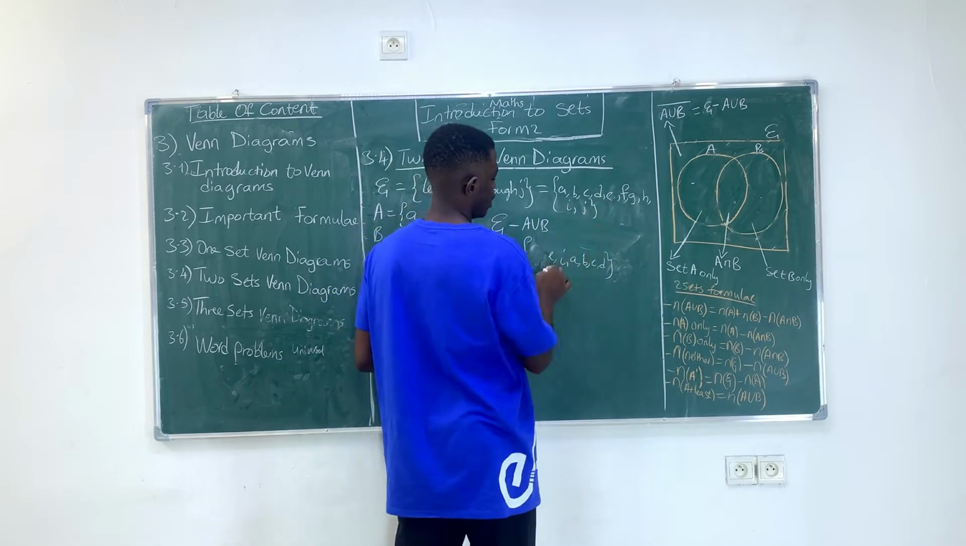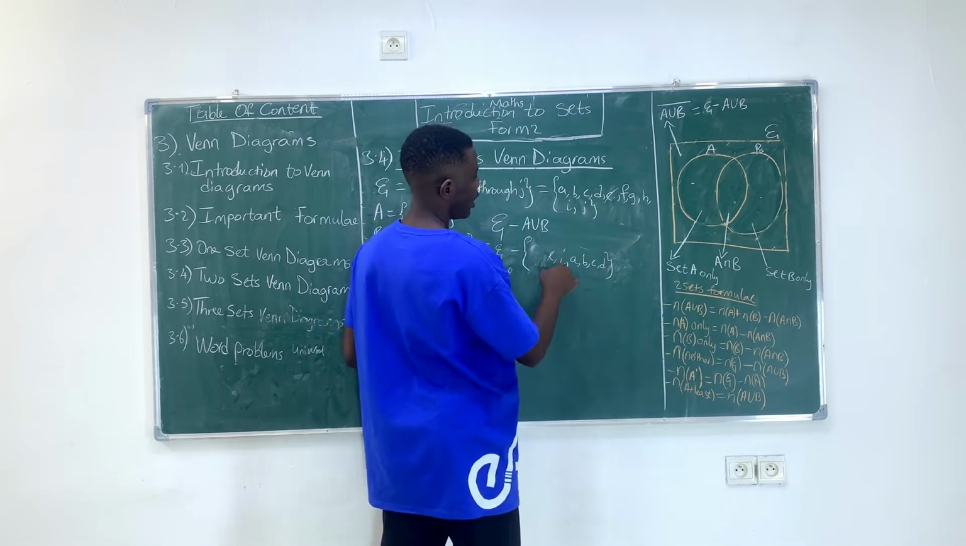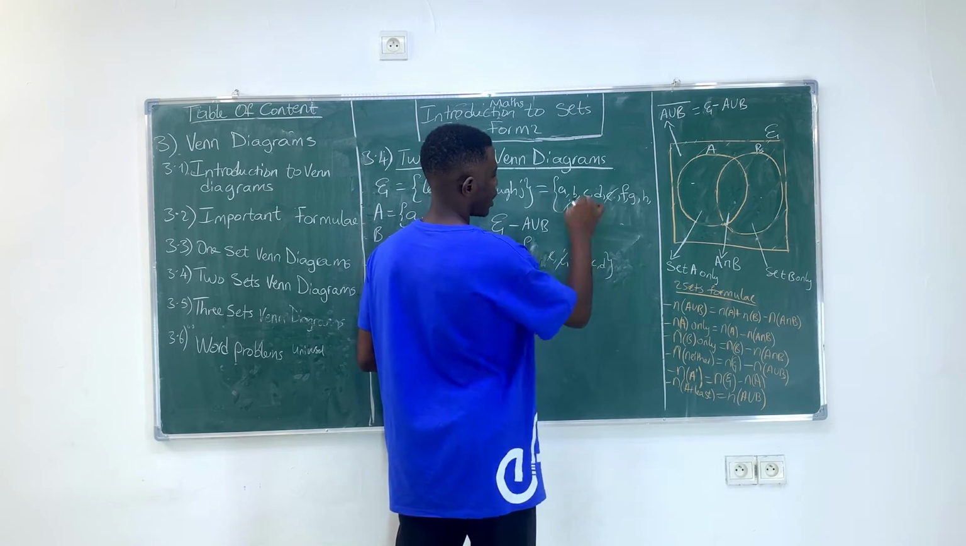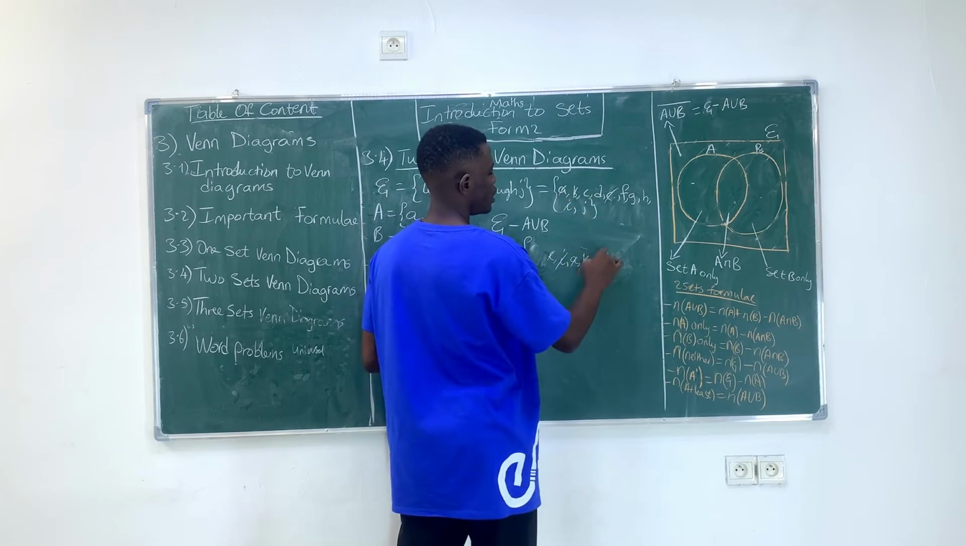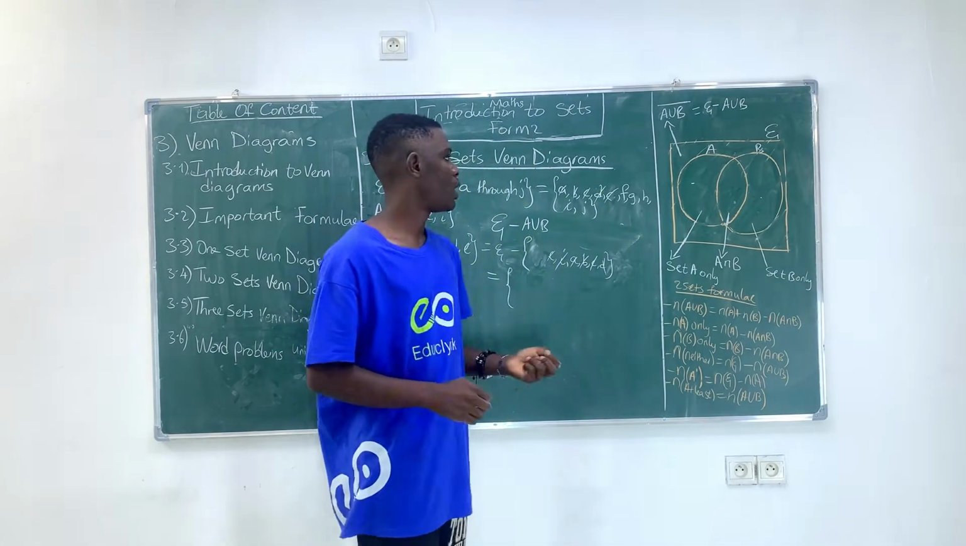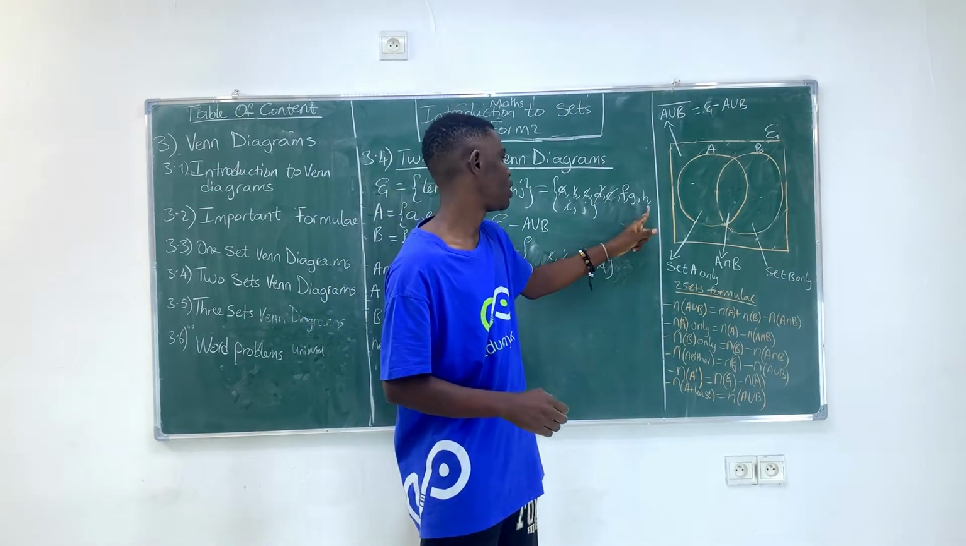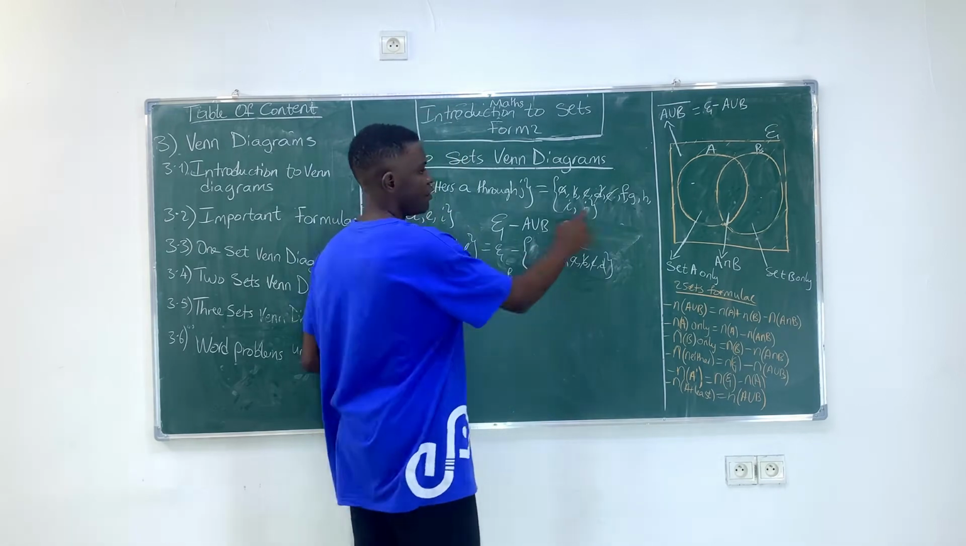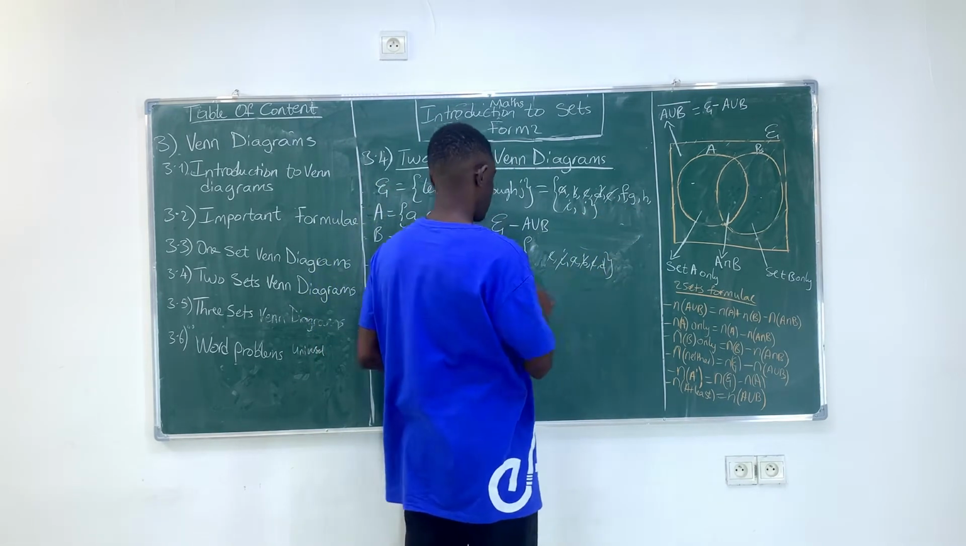Okay, let me just cancel it. I cancel E, I cancel A. B, I remove B. C, I remove C. D, I remove D. What am I left with? I'm left with F, G, H, and J. F, G, H, and J.